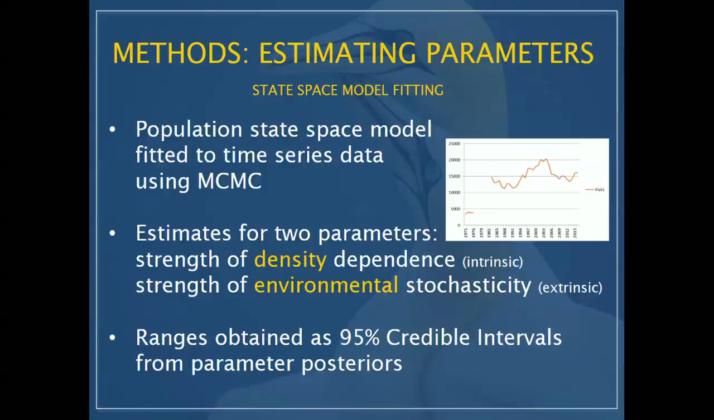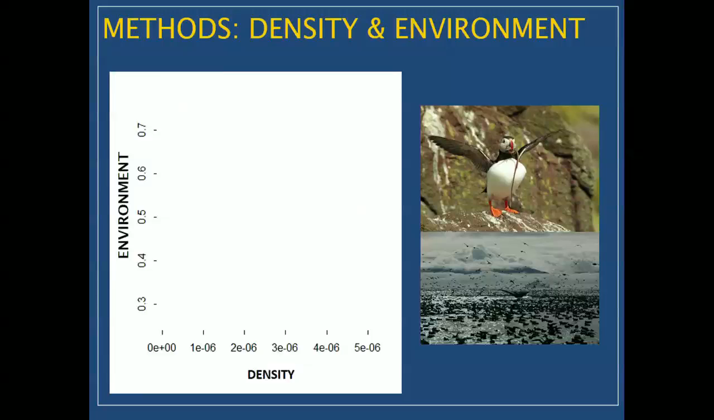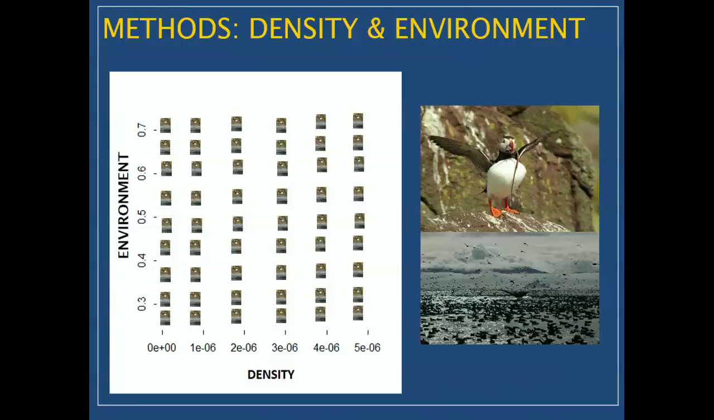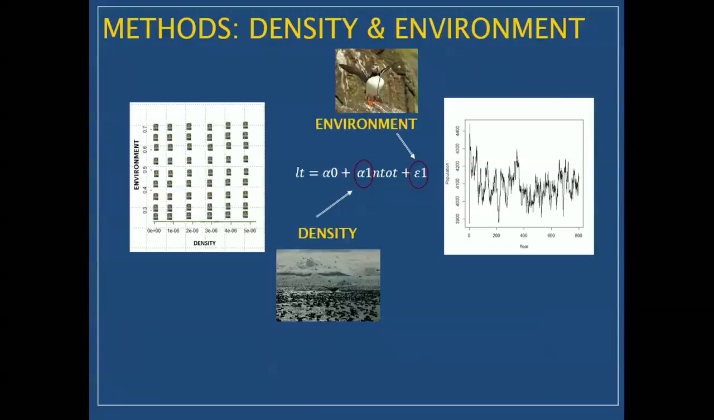So this is a slight visualization of that. On the x-axis, I have my strength of density dependence. From the origin out, there's my lower to upper 95% credible intervals. And again, the same for the y-axis, but for environment. So when I split that up, I can get lots of different pairwise combinations of these values. And if I populate my matrix model with these values, I can get lots of different simulations. So I've got my projection matrix model, and I've got lots of different ranges of values for my populations.